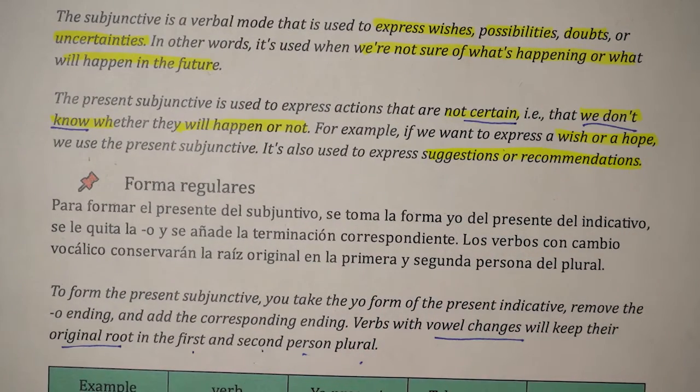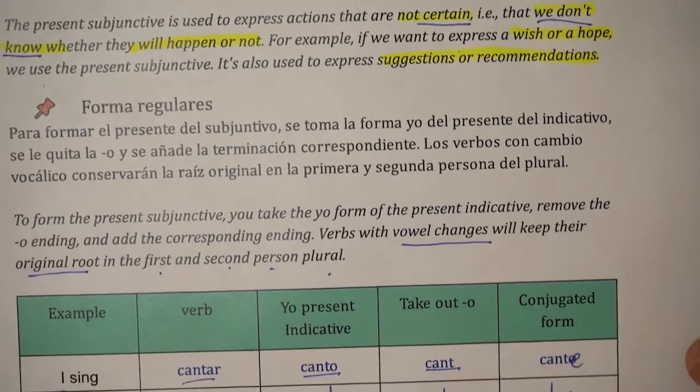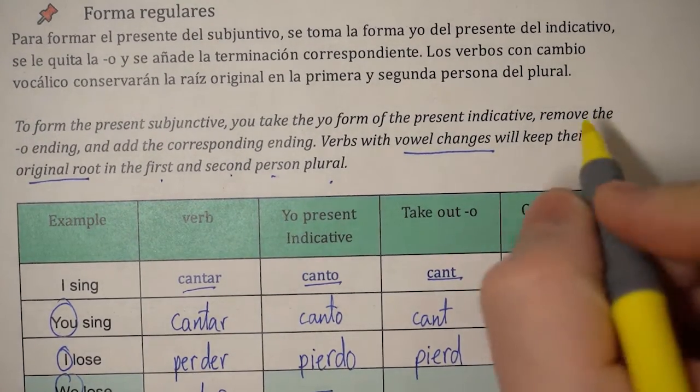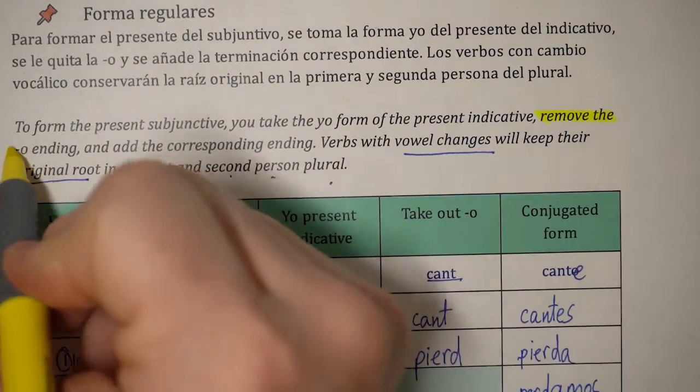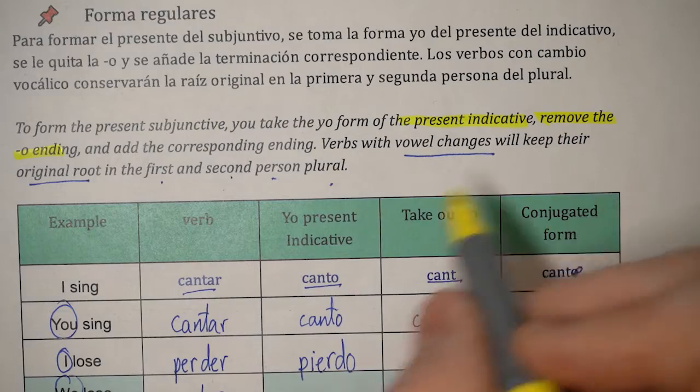Okay, so how do we form this present subjunctive? Let's get to it. To form the present subjunctive, you take the yo form from the present indicative, you will remove the ending, so that's an important step. So after finding the present indicative, the yo form, remove the ending and add the corresponding endings.